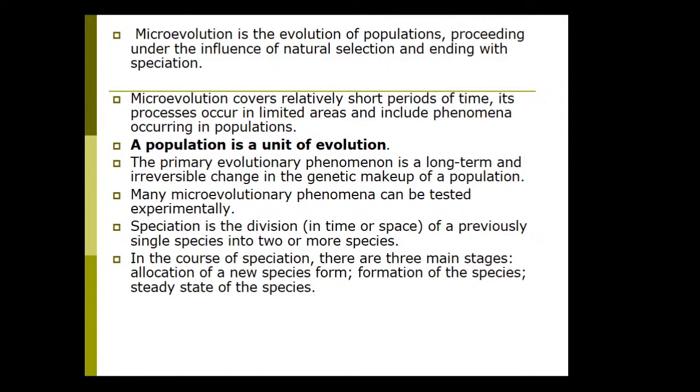Speciation is the division, in time or space, of a previously single species into two or more species. In the course of speciation, there are three main stages: allocation of a new species form, formation of the species, and the steady state of the species.